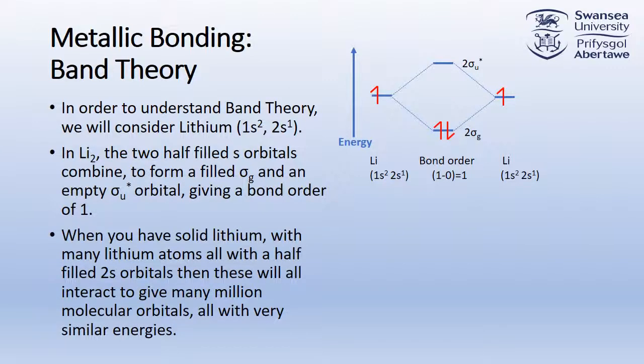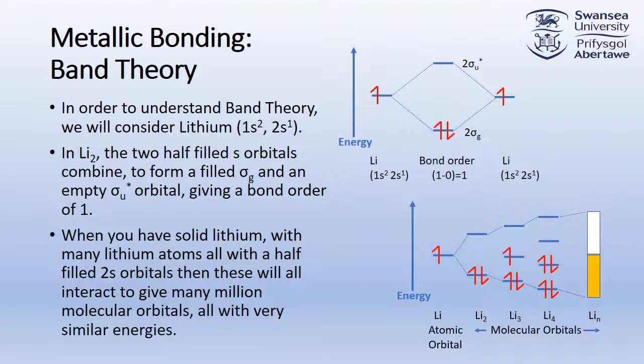So when you have lots of lithium atoms coming together to form a solid, you have many millions of these s orbitals which interact, and they all have very similar energies. They will overlap to form what's known as a valence band. Here we have our lithium atom with our partially filled s orbital. Here we have Li2, Li3, Li4, and you can see these overlapping orbitals, and finally Li n, to any number of millions, and we're filling up this band, also known as the conduction band.